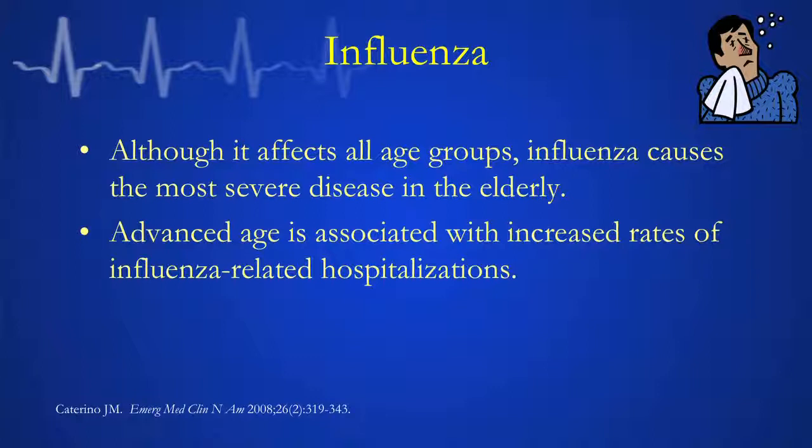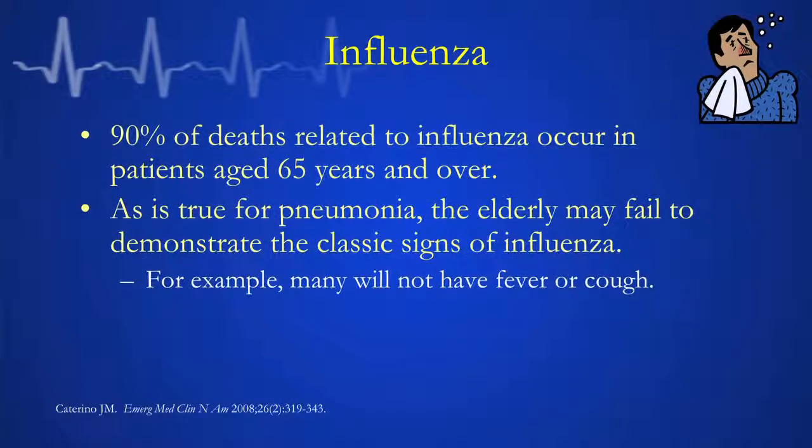And again, there's no data to support my Dr. Greenberg theory, but for me, your age equals your % chance of admission from the time that your little name pops up on the PISA system. 90% of deaths related to influenza occur in patients aged 65 years and older.